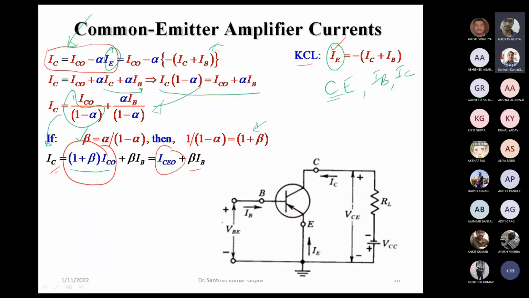Sometimes it is just written as ICO, but that is wrong. That doesn't give much insight. So it is better to write ICEO for the common emitter configuration. Beta IB is actually larger than this ICEO, so IC is almost equal to beta IB.